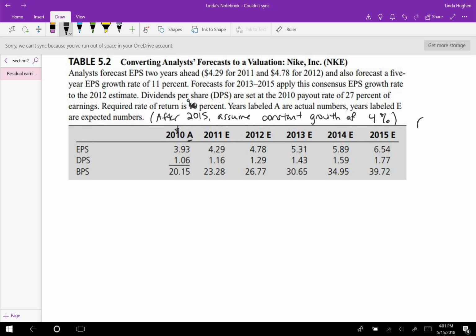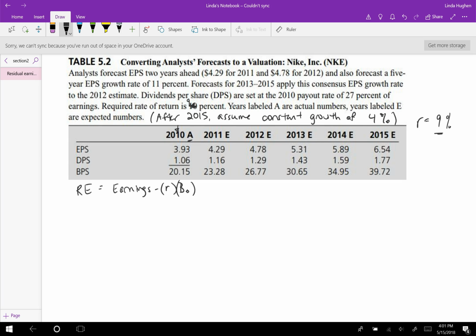There was a typo here. The textbook uses the actual 9%. They say 10% right here, but I've crossed that out. We are actually using 9%. Remember that the residual earnings valuation model takes the company's earnings and subtracts out their required earnings given the size of the investment, beginning book value, and the required rate of return, which again we said is 9%.